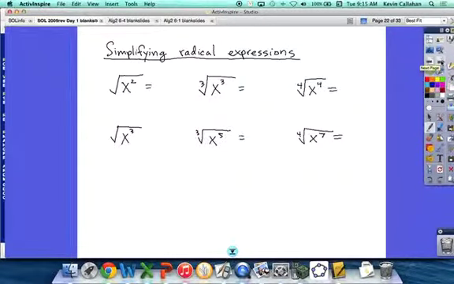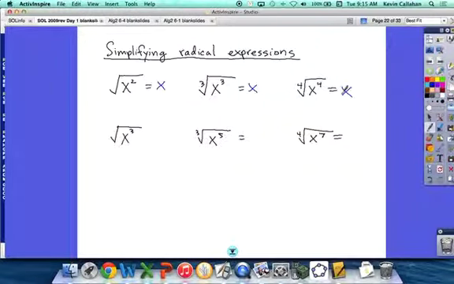Now, when we simplify radical expressions, the square root of x squared is x. The cube root of x to the third is x. The fourth root of x to the fourth is x. Those are like inverse operations. They undo each other. If you take the square root of x to the third, that does not undo it, right? There's some simplifying to do.